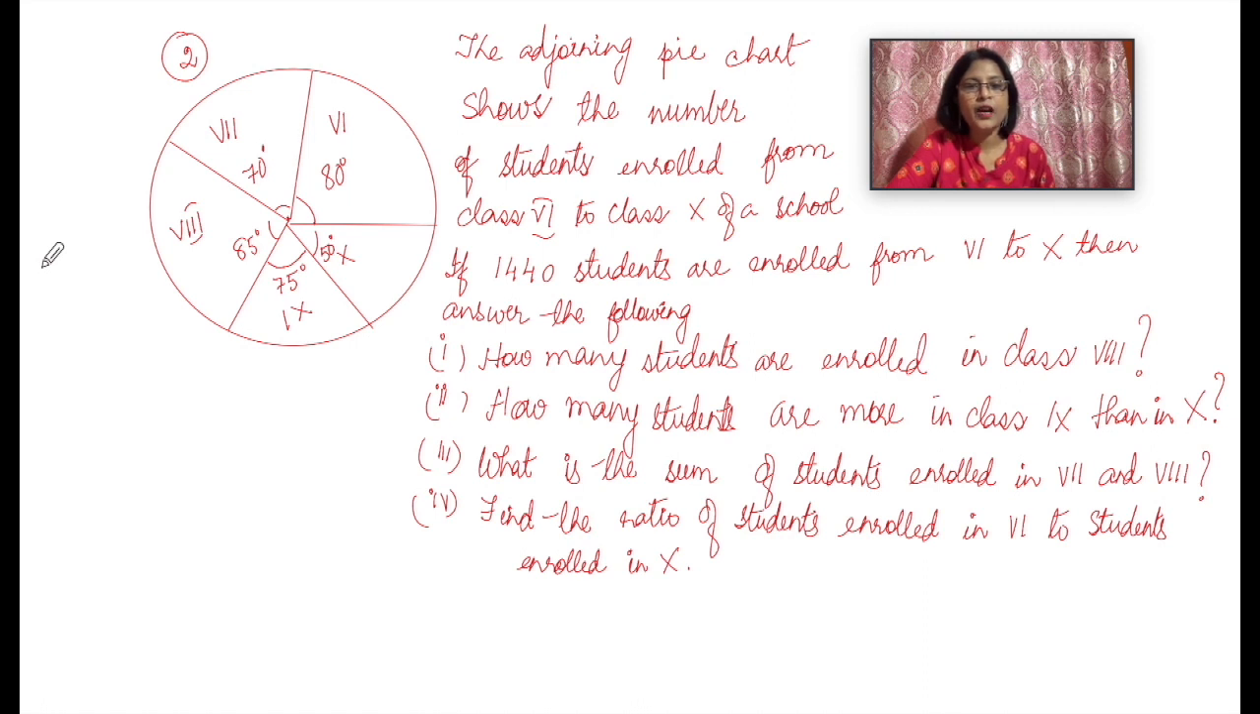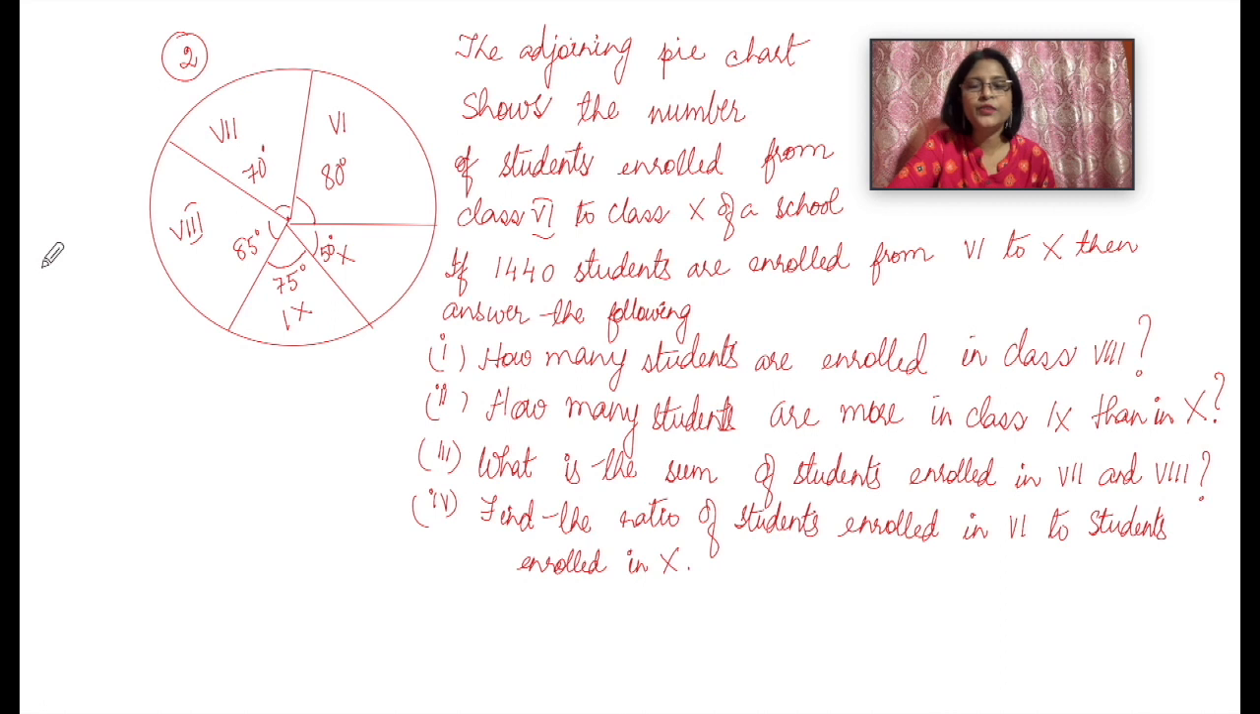Number 1. How many students are enrolled in class 8? Number 2. How many students are more in class 9 than in 10? Number 3. What is the sum of students enrolled in 7 and 8? Part 4. Find the ratio of students enrolled in 6 to students enrolled in 10. So I need to find the number of students in each class. The total number of students in the school from class 6 to class 10 is given as 1440.